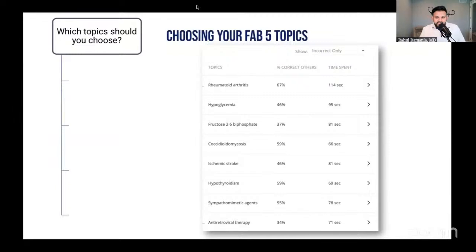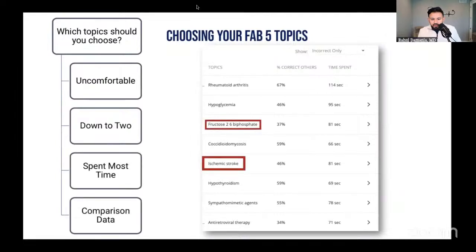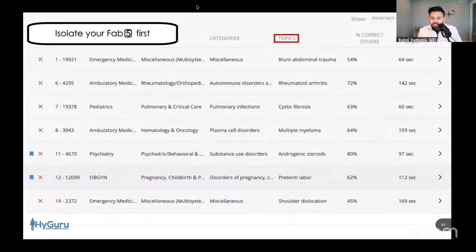So let's do a quick example here. Here's the block that I submitted. This was a topic that I was going to be uncomfortable with. Here was a question that I was down to 2. Here was a question that I spent a lot of time on. And here was also a question where a lot of people got it right and I did not. So as you can see here, there might be some overlap, but your goal now is to be strategic. What are the questions that you want to lean into first when you are going to have the highest amount of focus? Let's do this again for step 2 questions, for example.